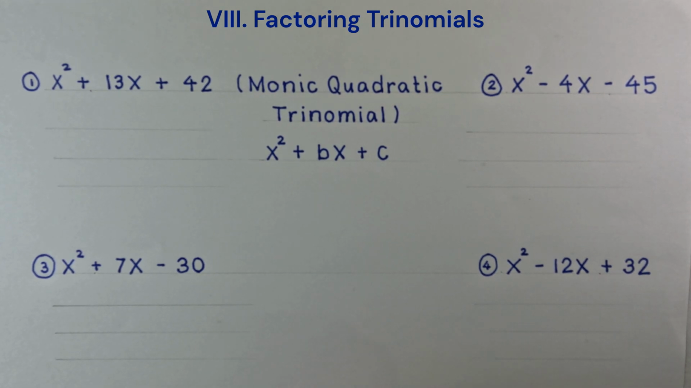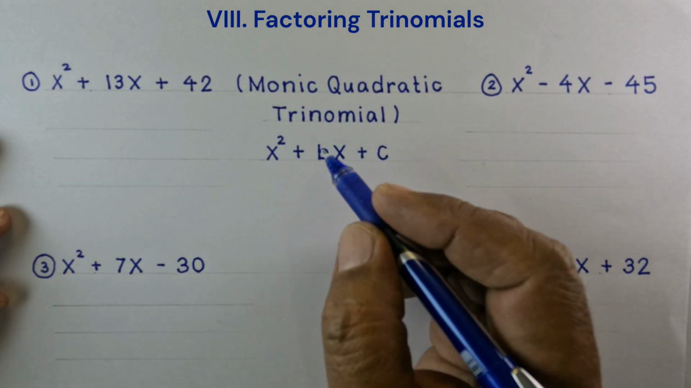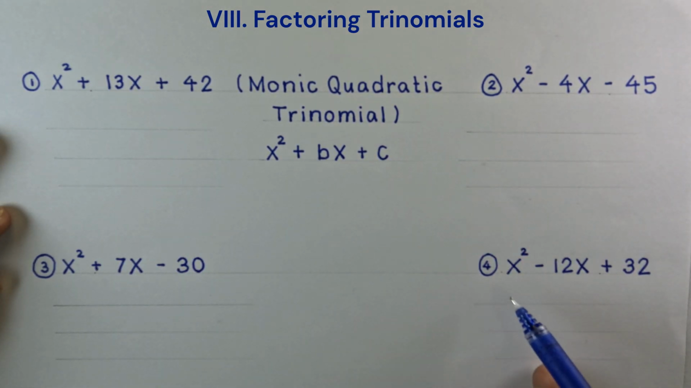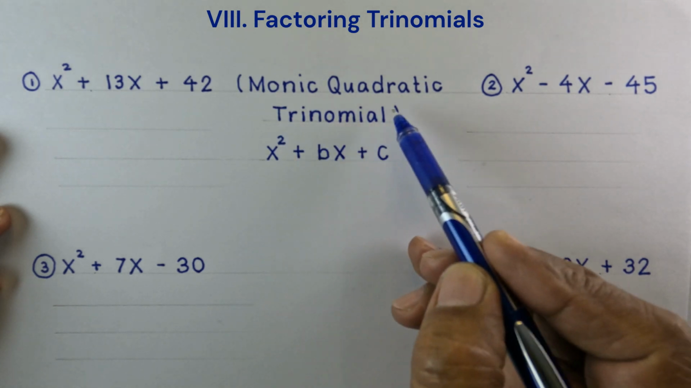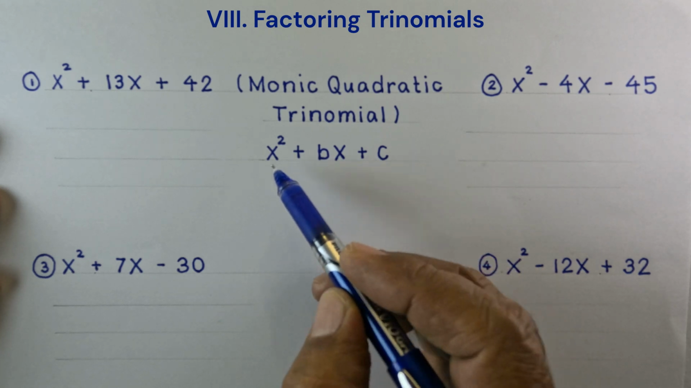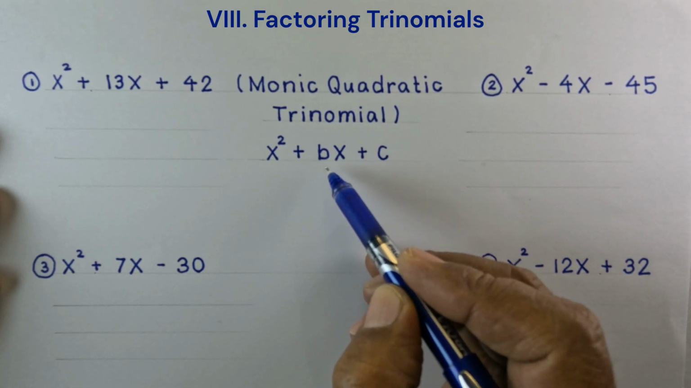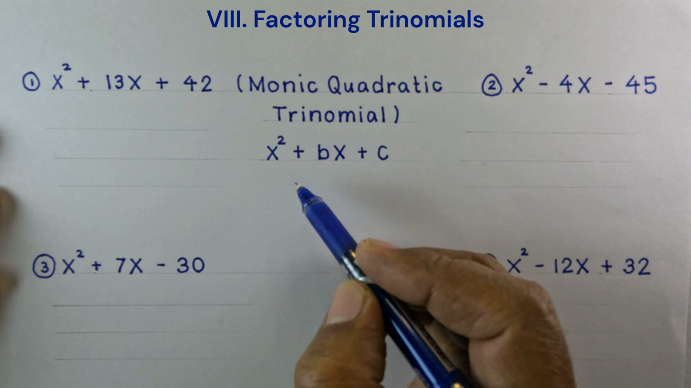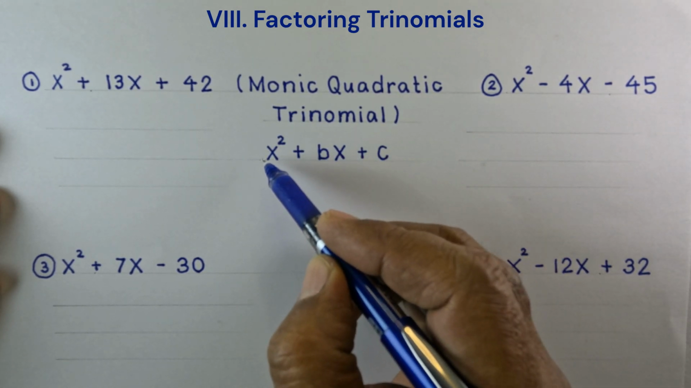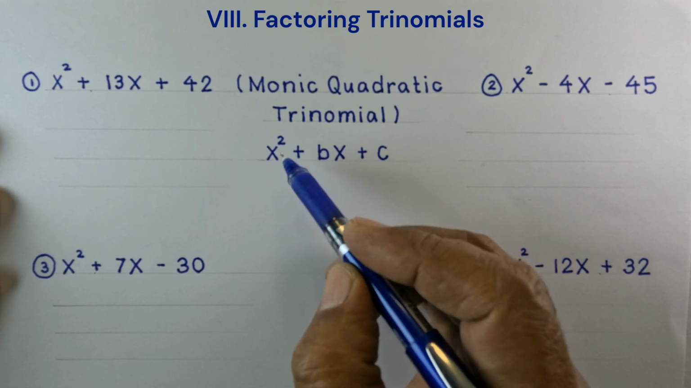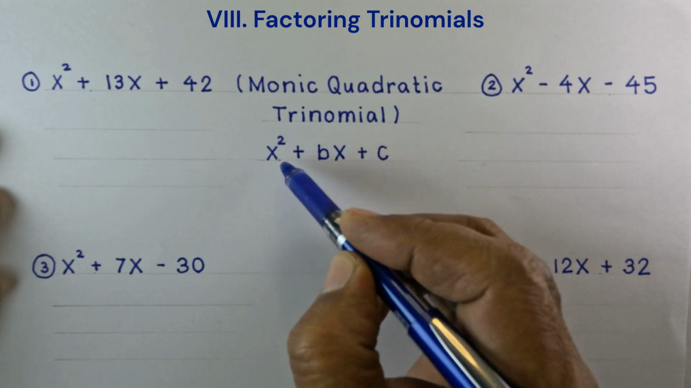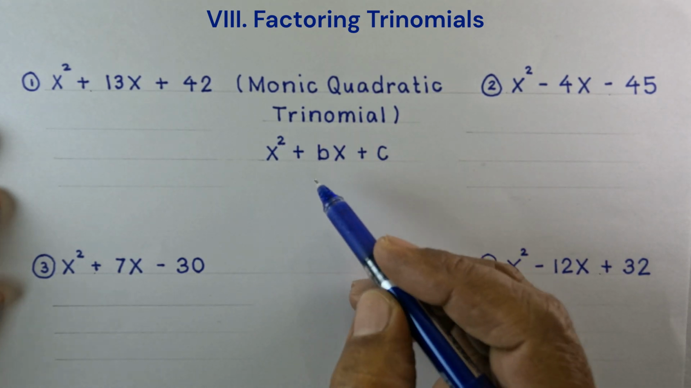Our topic is about factoring trinomials. Now we have here four examples of monic quadratic trinomials. Now it is in the form x squared plus bx plus c. Now it's called monic because the leading coefficient is 1. That means the coefficient of the quadratic term is 1.